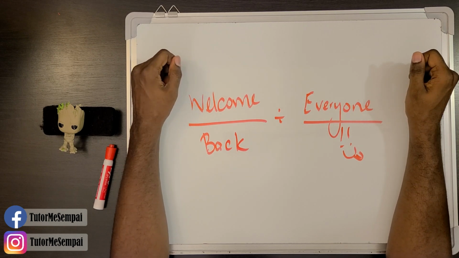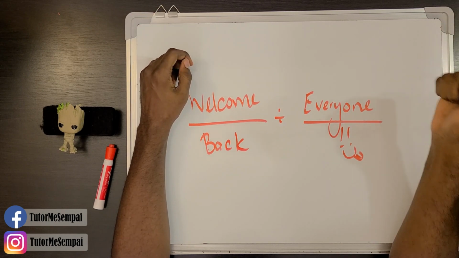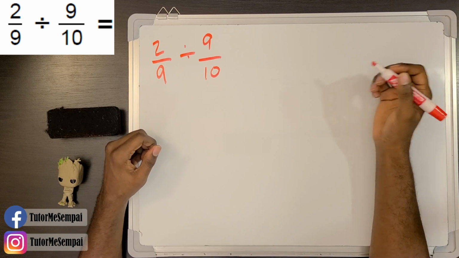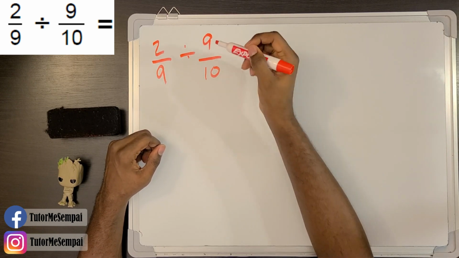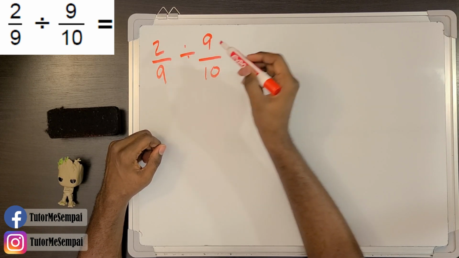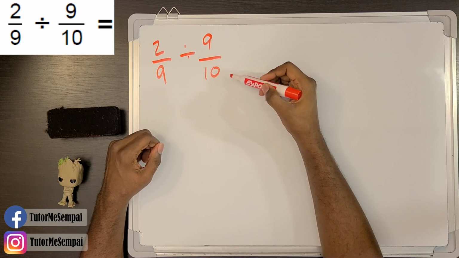Without further ado, let's jump into dividing some fractions. So today's example has us doing 2/9 divided by 9/10.